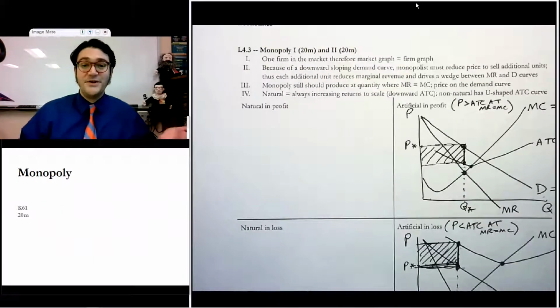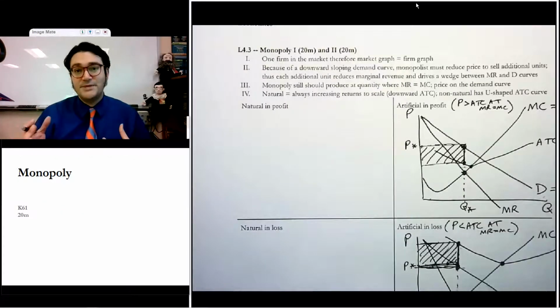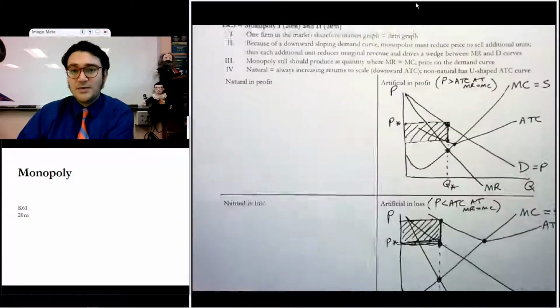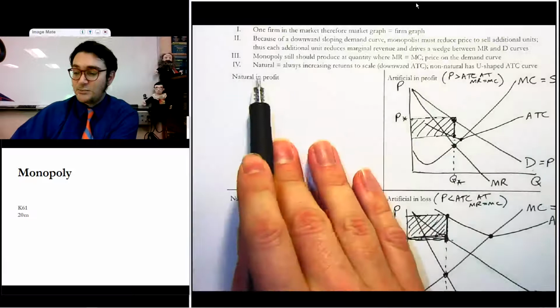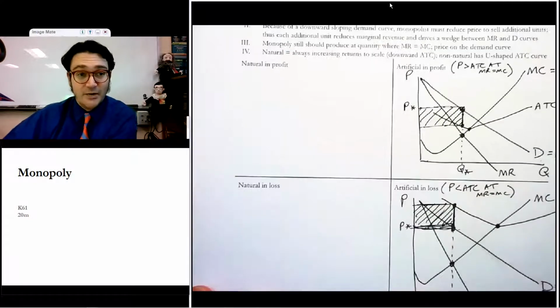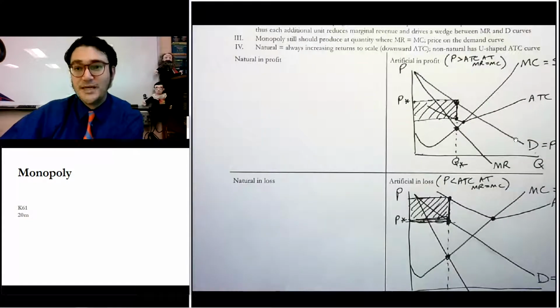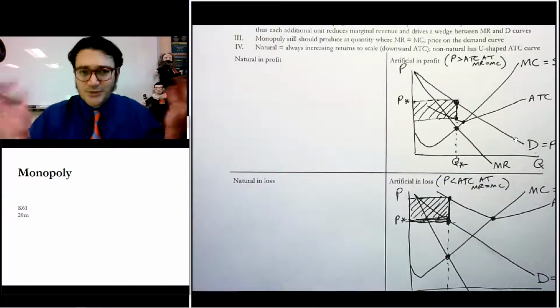Hi there. So in this video, we're going to look at the second lecture on monopoly. We're going to use the same page that we drew the artificial ones, but this time we're going to look at what we call a natural monopoly. Now, a natural monopoly is a little different from an artificial monopoly, and I want to distinguish the two before we actually draw the graphs.